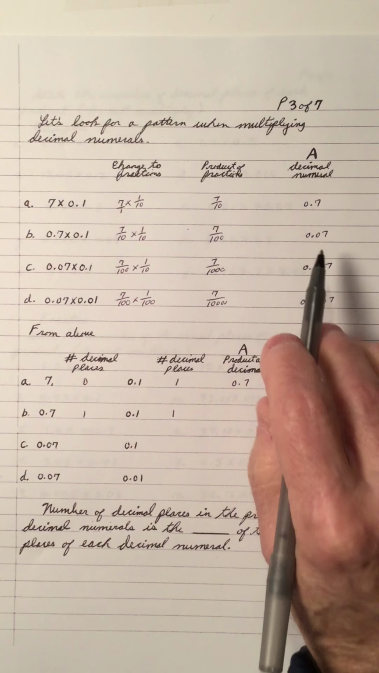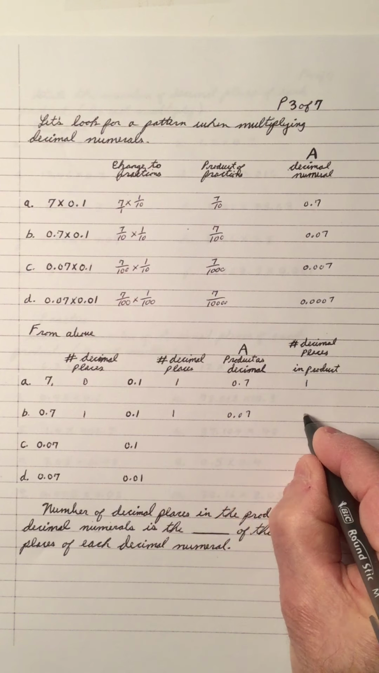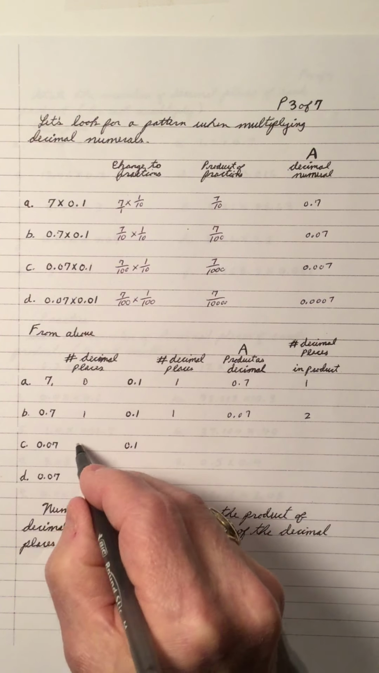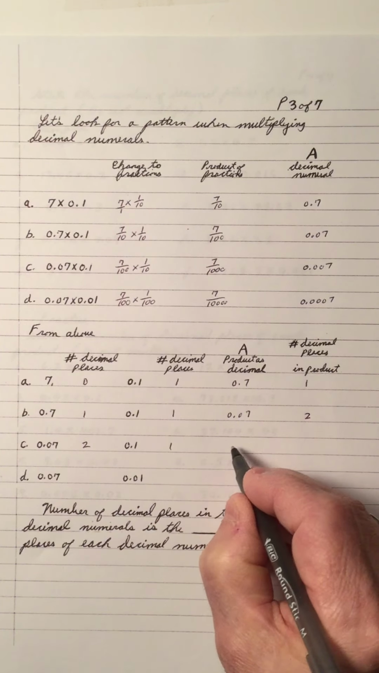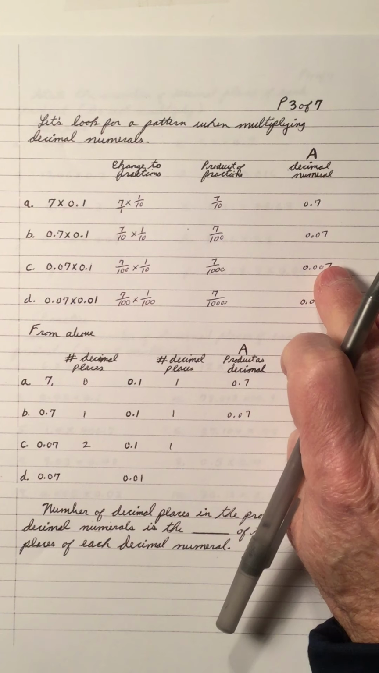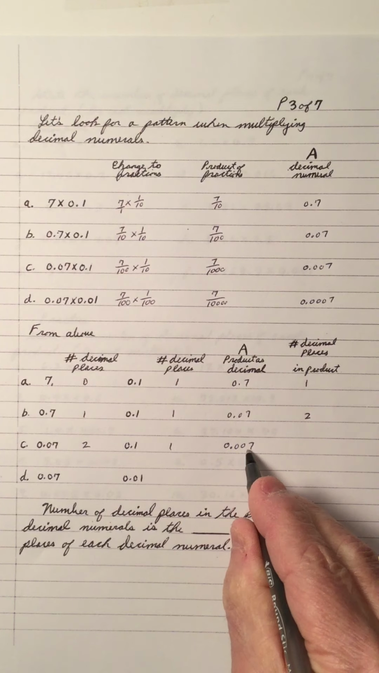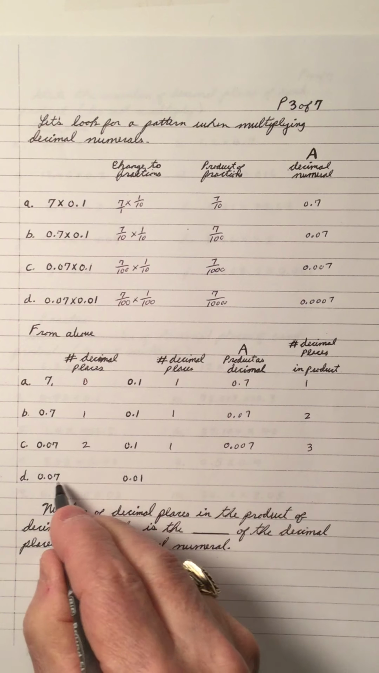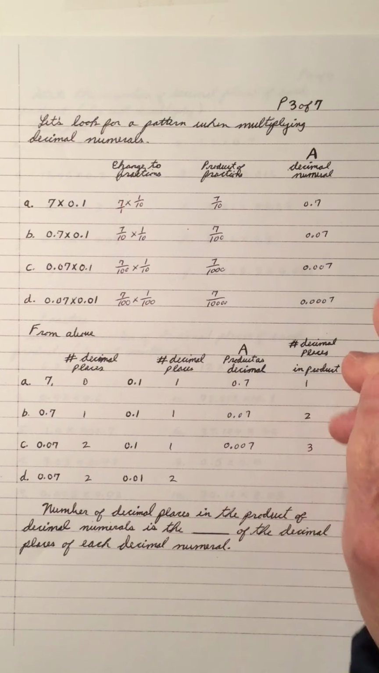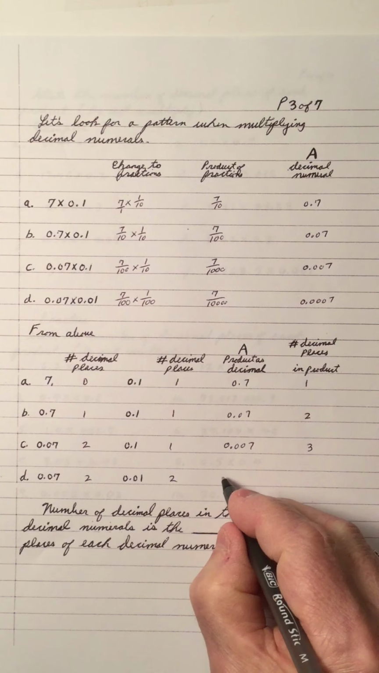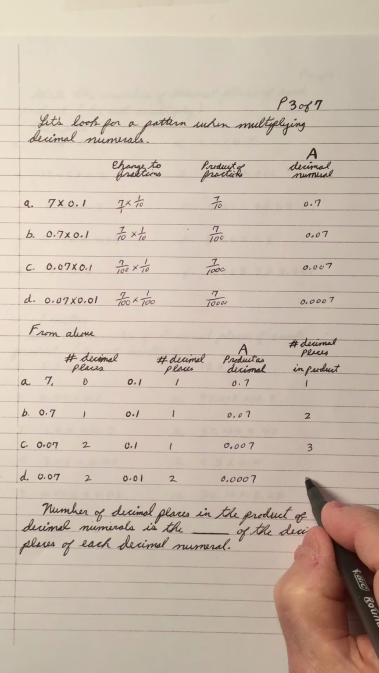When we multiply these two, we got 0.07, and 0.07 has 2 decimal places. 0.07 has 2 decimal places and 0.1 has 1 decimal place. The answer to this product is up here, 0.007, and that answer has 3 decimal places. 0.07 has 2 decimal places, 0.01 has 2 decimal places. The answer is 0.0007, there it is right there, and that has 4 decimal places.